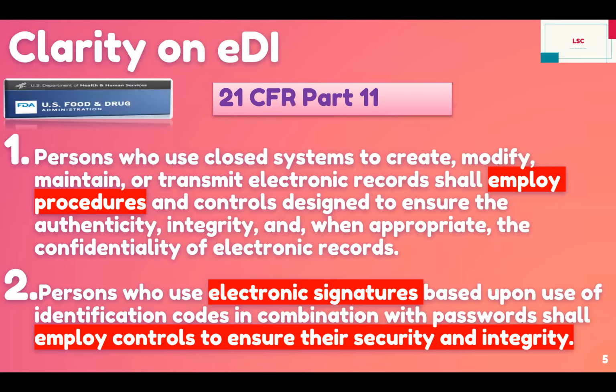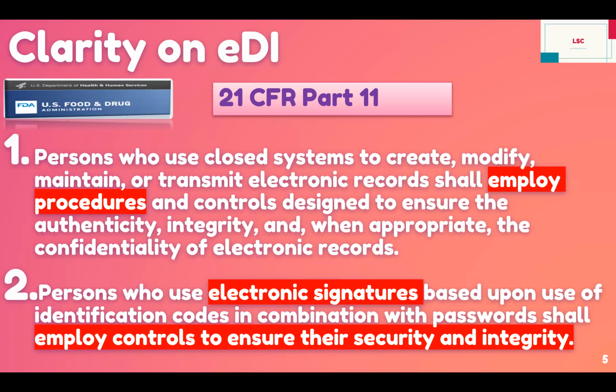So, if we are going to be clear about eDI, let's see. 21 CFR Part 11 says, persons who use a closed system to create, modify, maintain, or transmit electronic records shall employ procedures, meaning there should be a written procedure, and controls designed to ensure the authenticity, integrity, and, when appropriate, the confidentiality of electronic records.